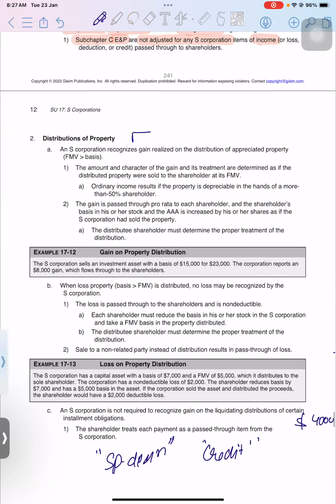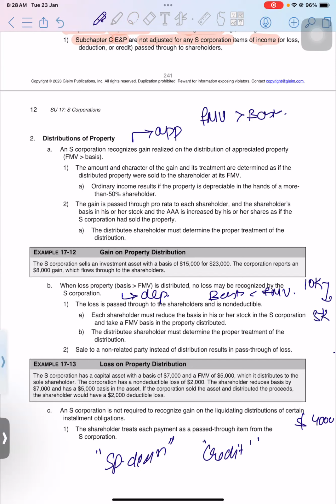Okay, here it's appreciated means the FMV is more than the basis. Here, if it's depreciated, it means my basis is more than the FMV. Let's say I purchased a car for $10,000, but now after 1 year, after 2 years, the FMV will not be the same. The car is a depreciable asset and it will reduce. The FMV of that asset will obviously be less than the $10,000. The very next day it starts depreciating.